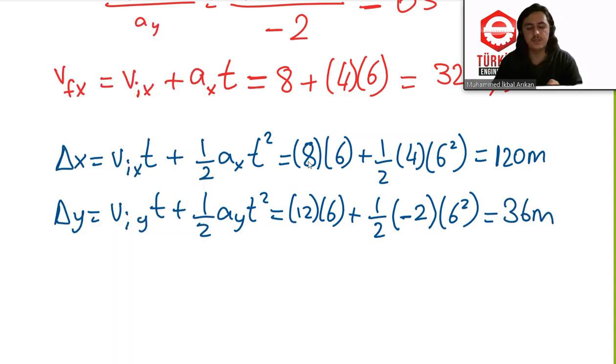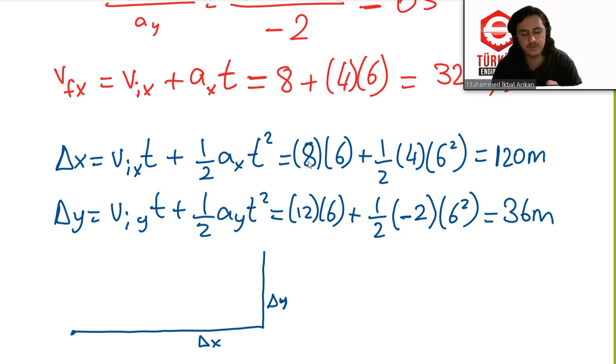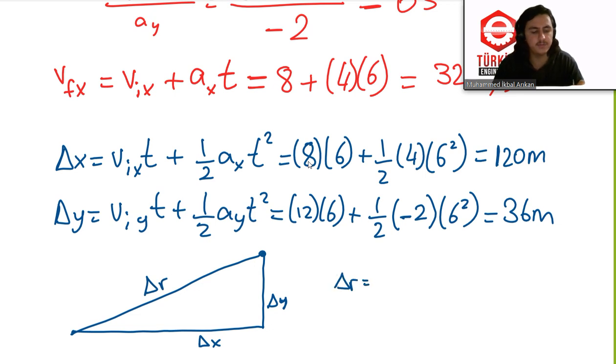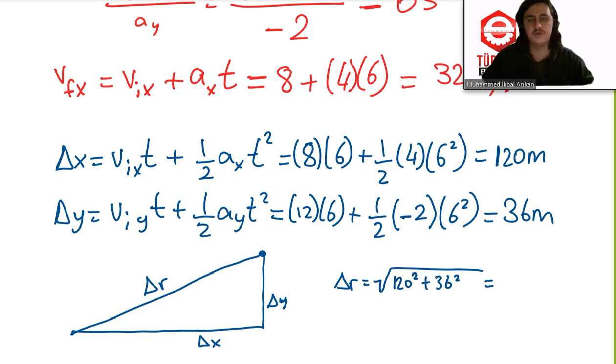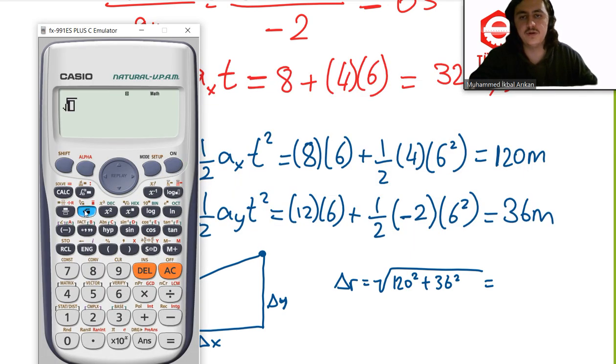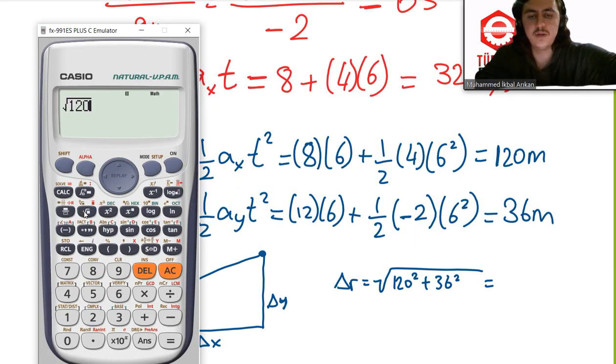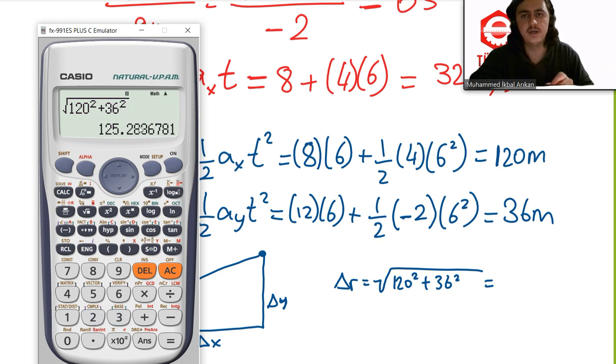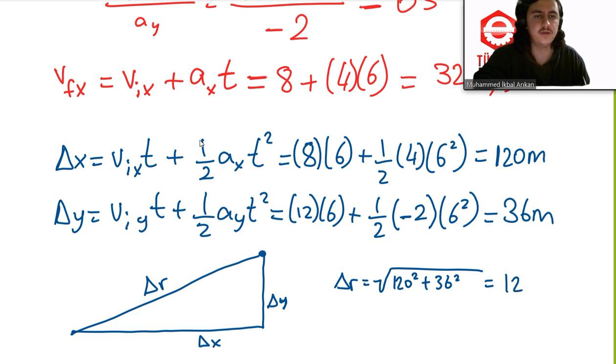So delta x is bigger than delta y. This is delta x and this is delta y. So what is delta r? That is your total displacement. Delta r will be equal to the square root of 120 squared plus 36 squared. Let's see, that will give me the solution: 125 meters.